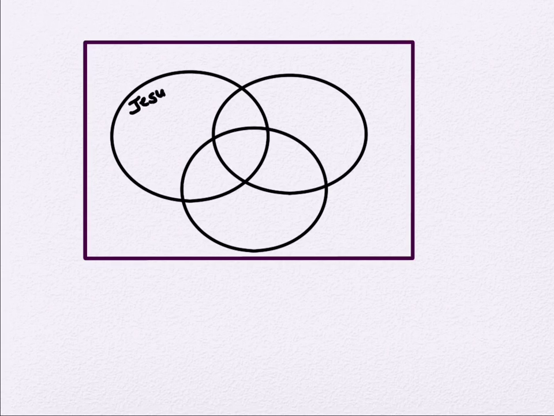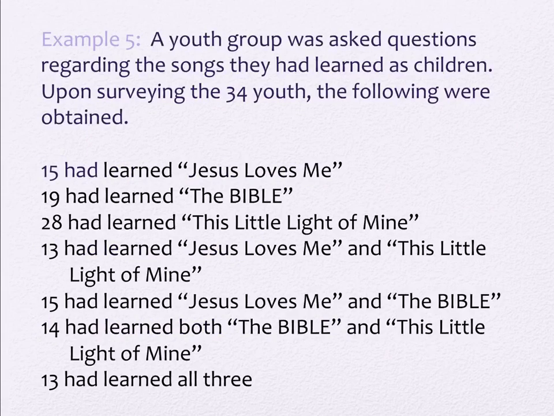So the outer circle on my left is going to be my Jesus Loves Me circle. The outer circle on the right is going to be the B-I-B-L-E. And my bottom circle is going to be This Little Light of Mine. If you choose to write things out as A, B, and C, you need to tell me what circle A is. It's Jesus Loves Me. What is circle B? It's This Little Light of Mine, or whatever you choose to do, okay? I just usually write an abbreviated version of what the category is inside the circle. It makes it easier.